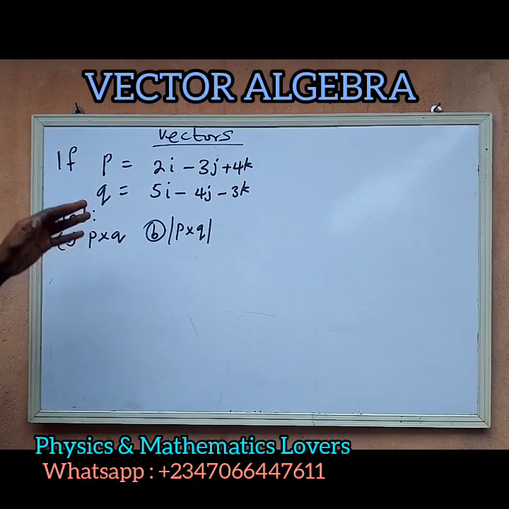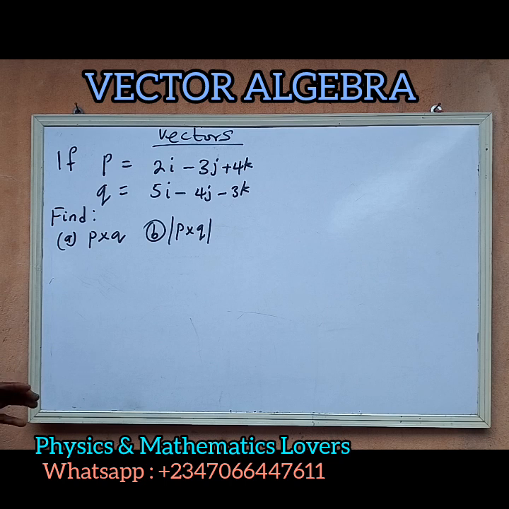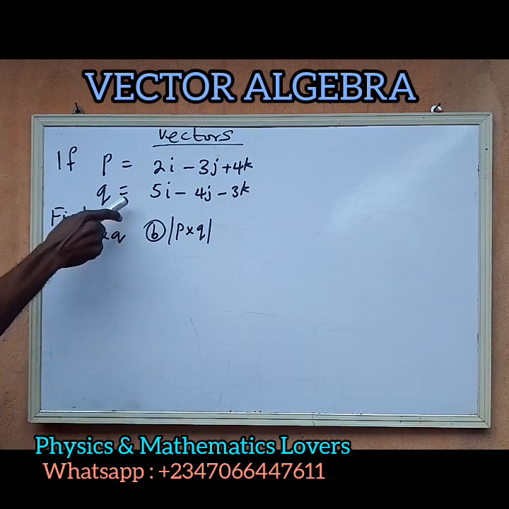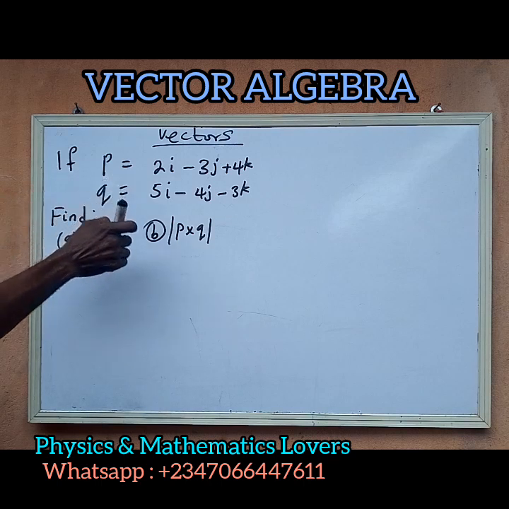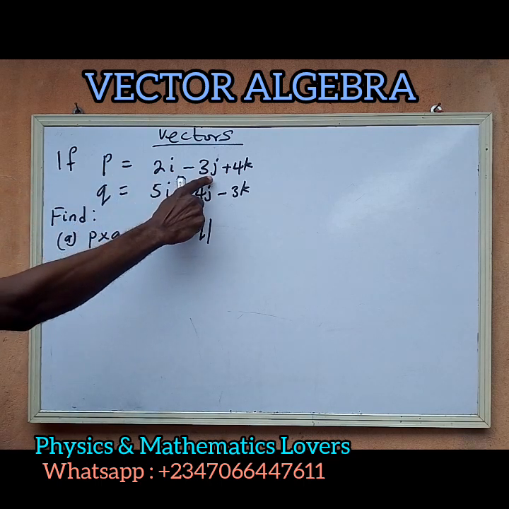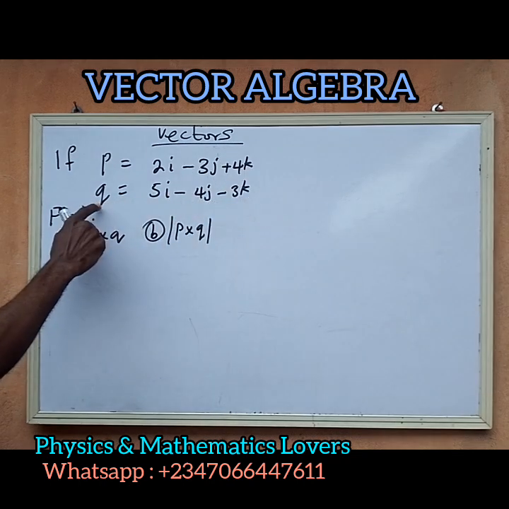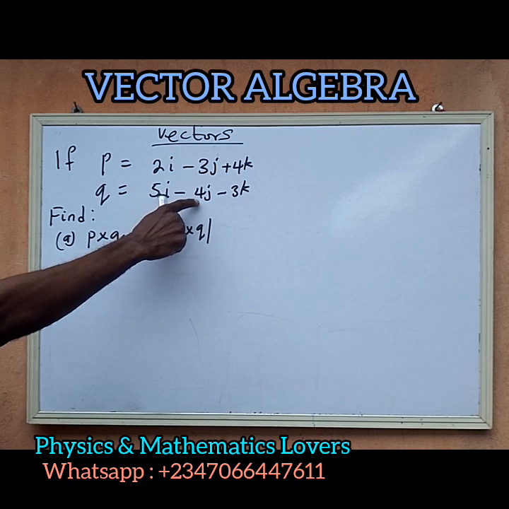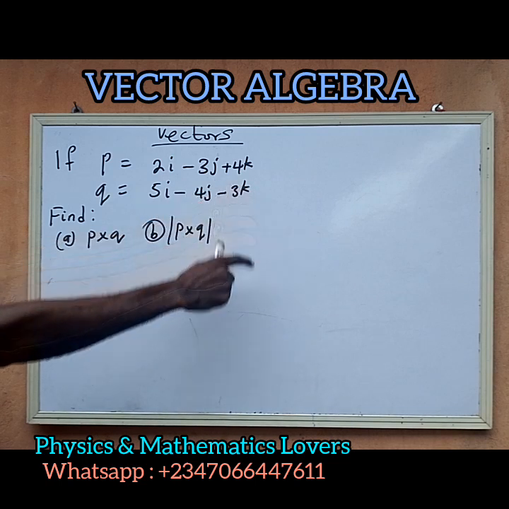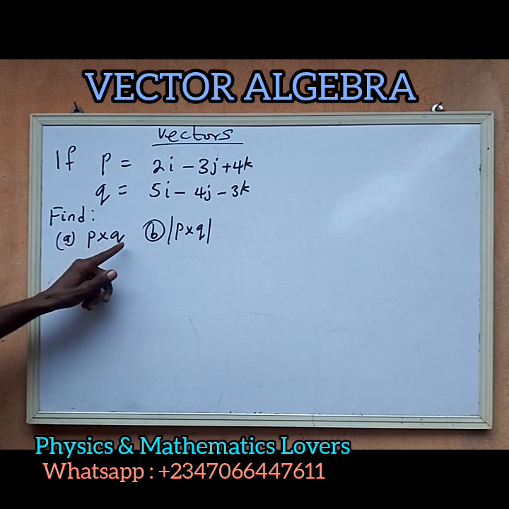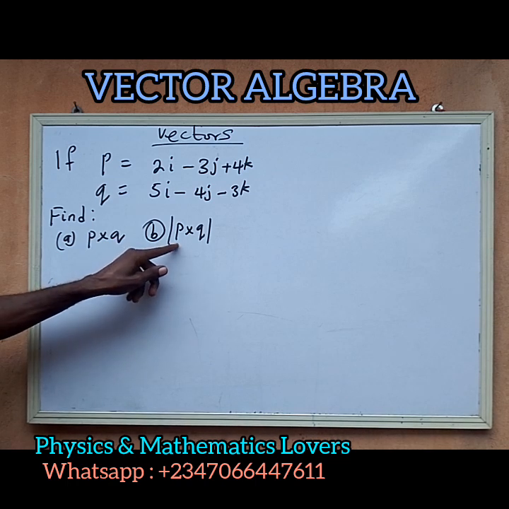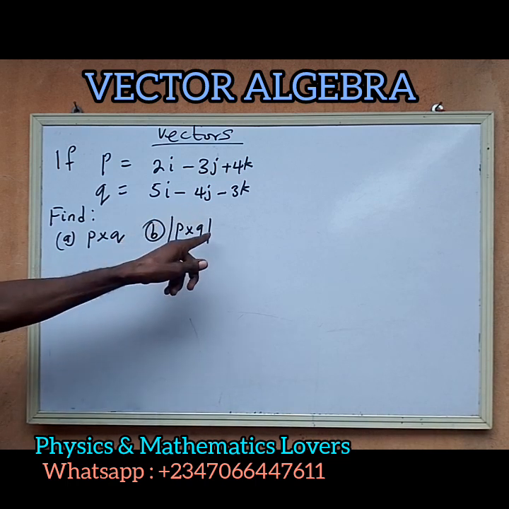This is example 2 on vector algebra. This is a very simple question. We are still working on cross products of vectors, or the vector product rather. So now we have this question here. It says if P is equal to 2i minus 3j plus 4k, and Q is equal to 5i minus 4j minus 3k, you are asked to find the vector product of P and Q. B says find the magnitude of the vector product. This stands for magnitude.